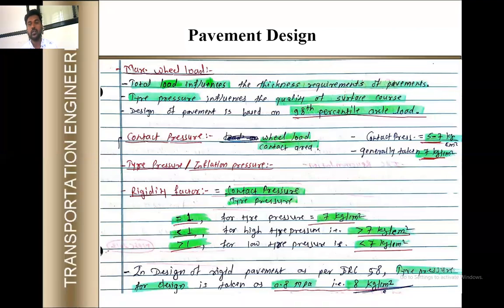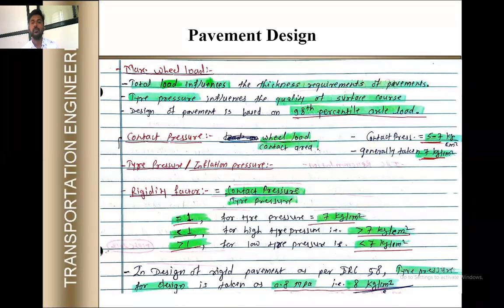Then tire pressure influences the quality of the surface course. How should the surface course be? It is influenced by the tire pressure. Tire pressure greatly affects the surface course. And whenever we are designing the pavement, it is based on the 98th percentile axle load. We will calculate the different axle loads for the different commercial vehicles, take the cumulative of that, and design that road for the 98th percentile axle load.